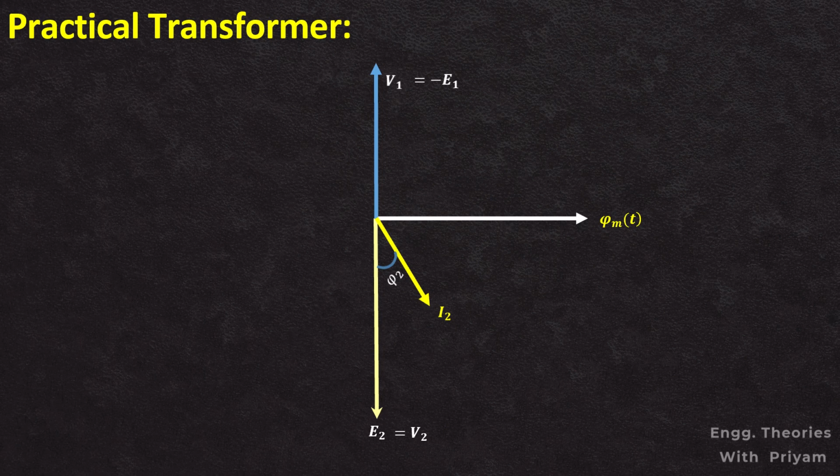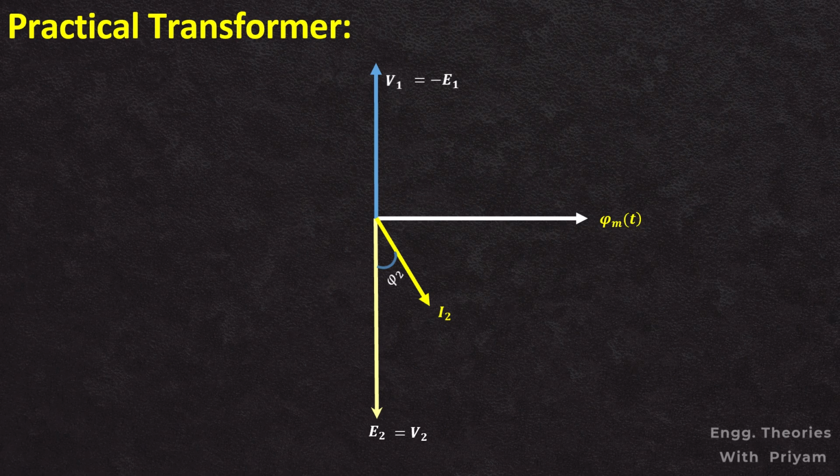In an inductive capacitive or LC load, if the inductive reactance dominates, then the secondary current I2 lags the induced voltage E2 by an angle of phi 2. This is similar to the RL load case. If the capacitive reactance dominates, then the secondary current I2 leads the induced voltage E2 by an angle of phi 2. This is similar to the RC load case.